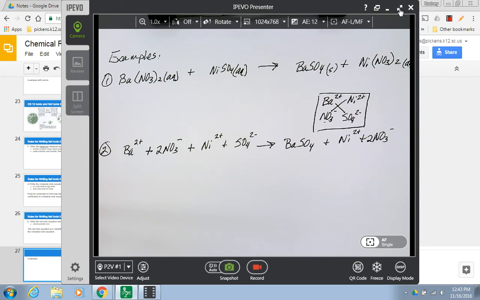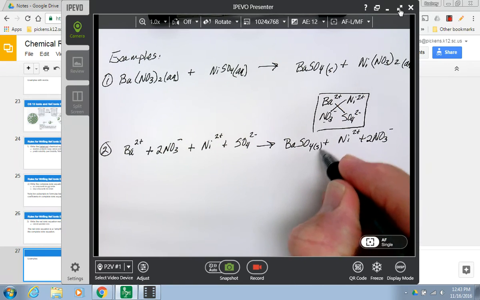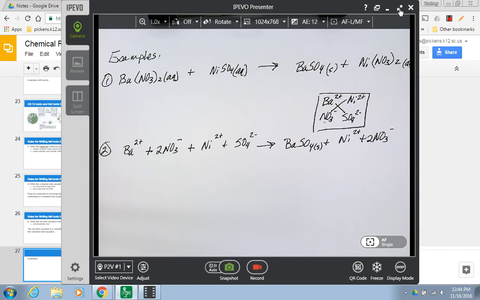What we have there in line number 2 is called the complete ionic equation. It shows all the ions, and we do need to come back and place an S right there just to show that that is a solid. We don't need to put any state symbols with the ions.